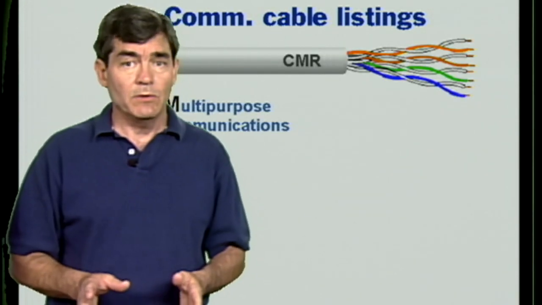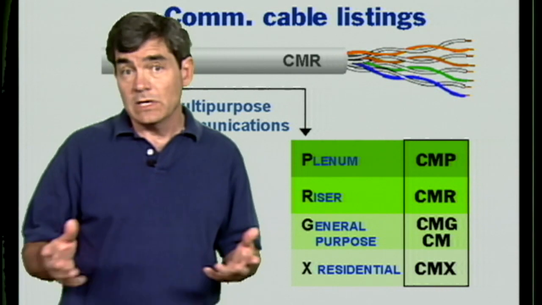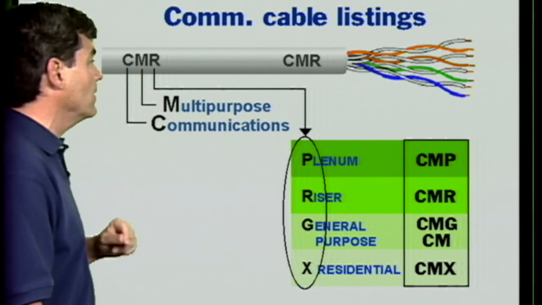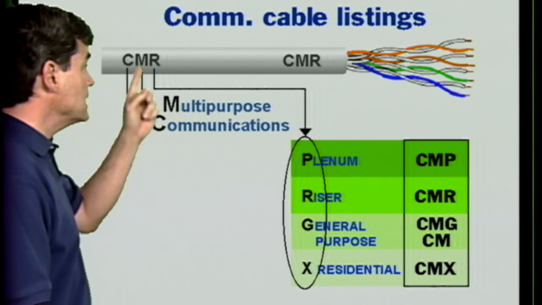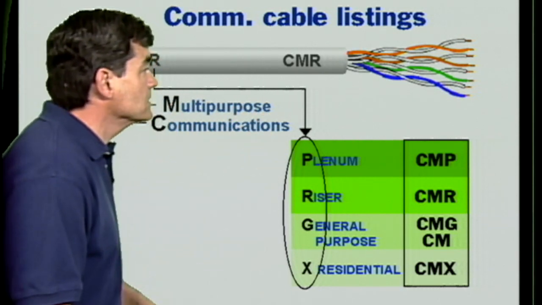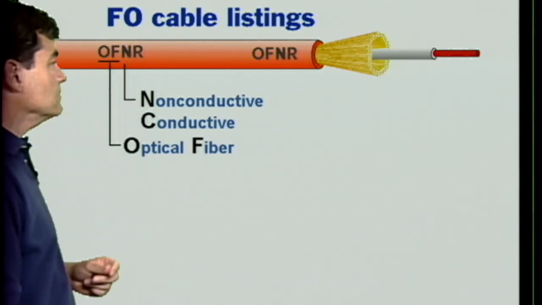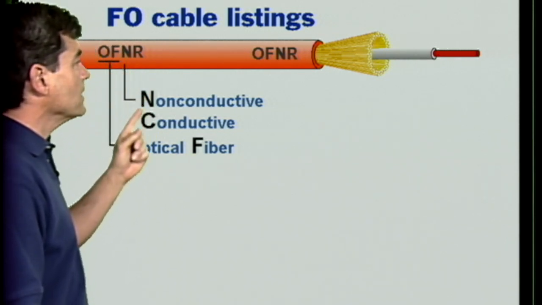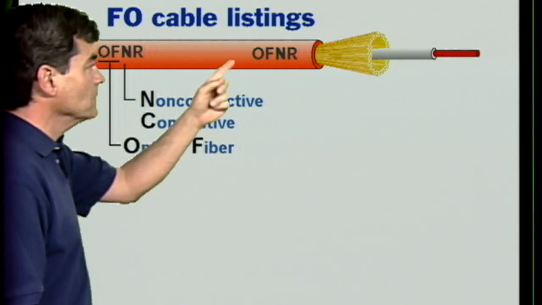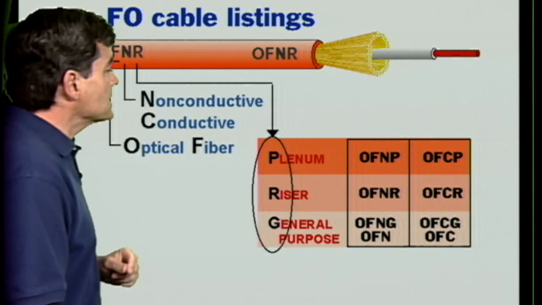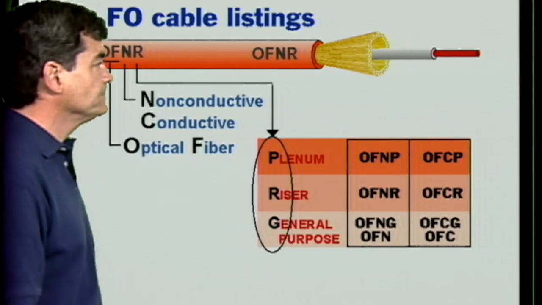Copper communications cable, such as TP or coax, may have a CL marking, but will more typically have a marking such as CM followed by another letter. The C stands for communications, the M for multi-purpose, and the third letter is the same designation as for the CL markings. Fiber optic cable has a similar designation. The OF stands for optical fiber, of course, followed by either N or C, non-conductive or conductive, meaning there's a metal strength member in the cable. And then the last letter is the same as for the copper conductors.